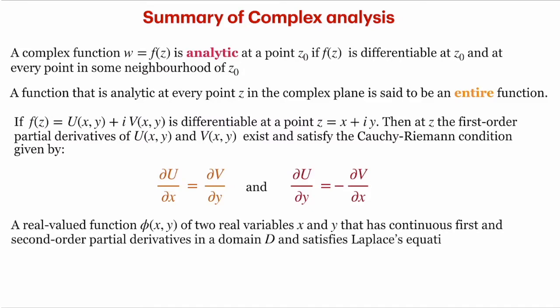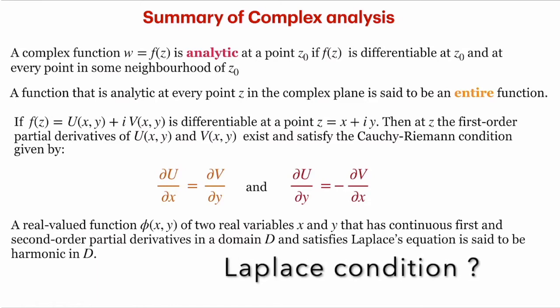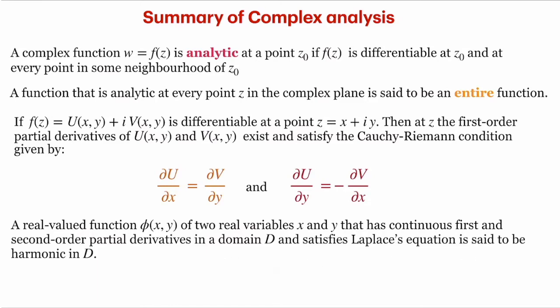A real valued function of two variables phi(x,y) is said to be harmonic if it satisfies the Laplace condition. Obviously, the function needs to have well-defined first and second order derivatives in the domain D. So for a harmonic function, we have del square phi by del x square plus del square phi by del y square equal to 0. Let's continue with some of the properties of analytic functions in connection with harmonic functions.